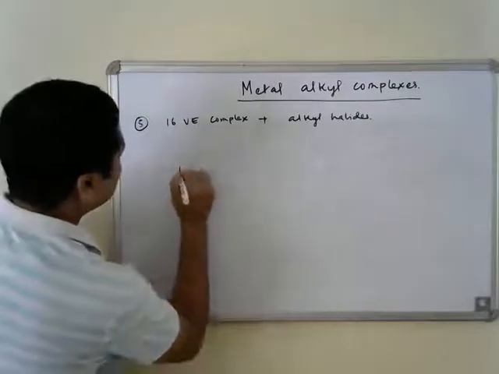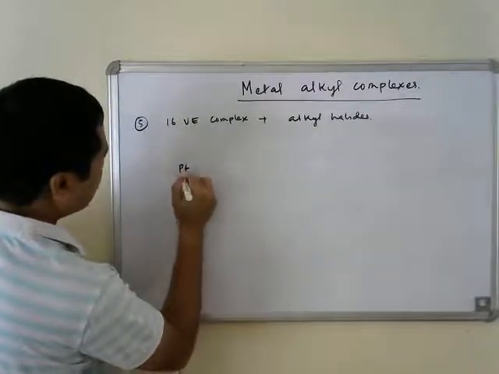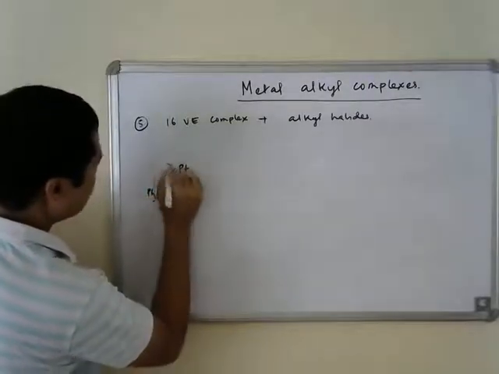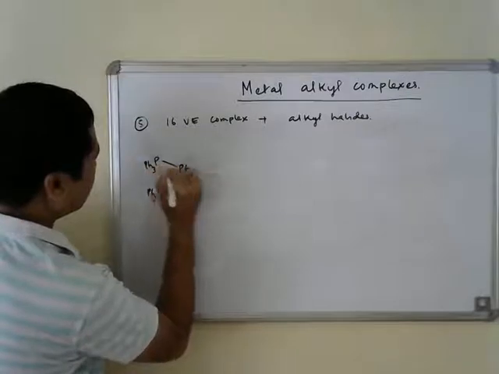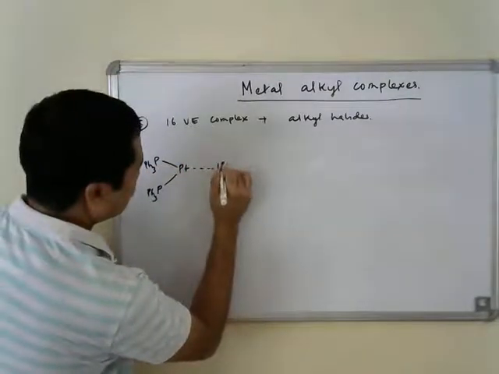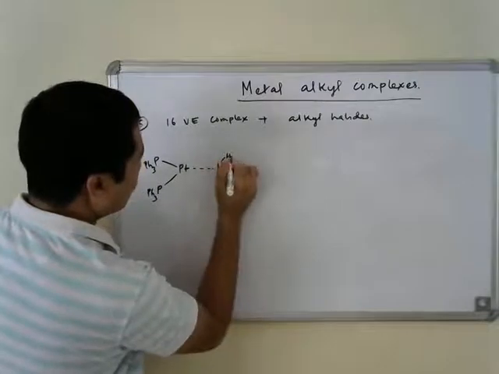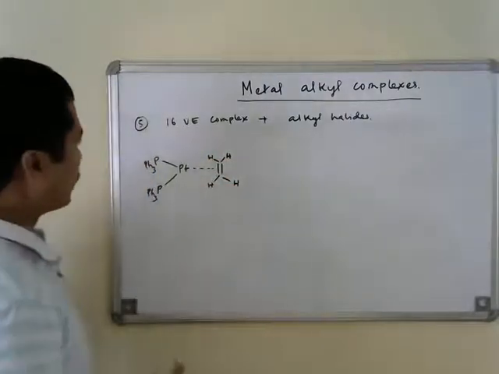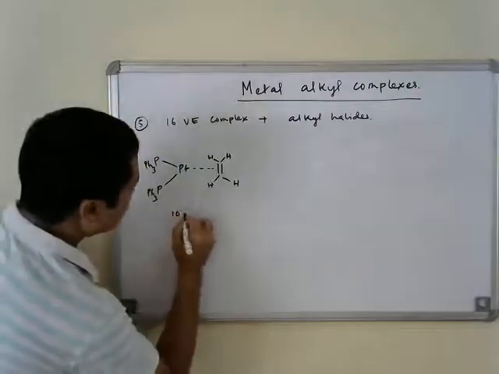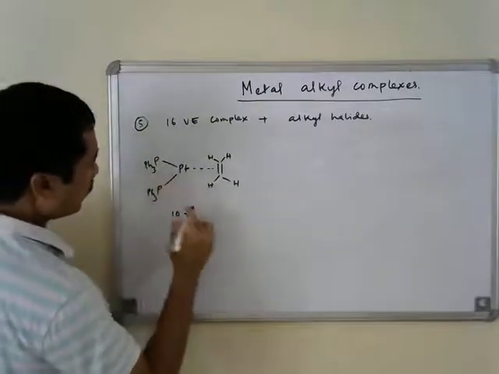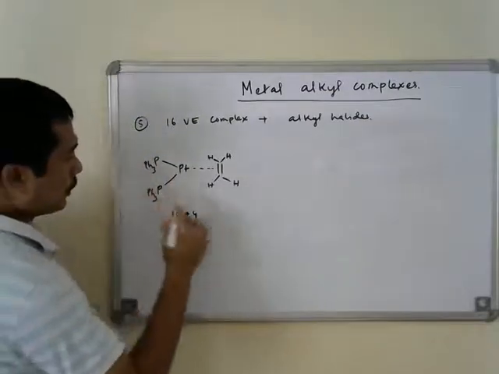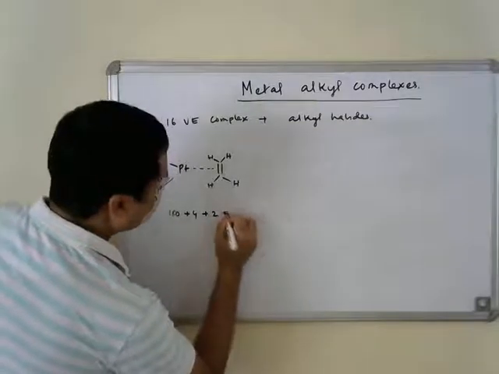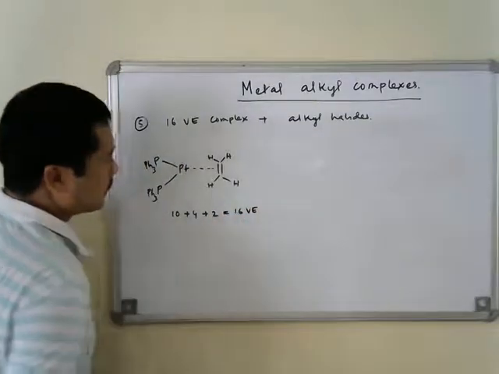So let us take a 16 electron D10 complex here. That contains a olefin ligand in this way. So the platinum center has 10 electrons and 4 electrons from the 2 phosphine ligands, while this olefin ligand here is a 2 electron donor. So this complex is a 16 electron species essentially.